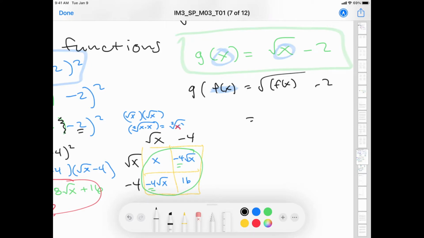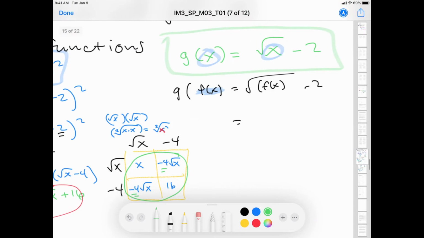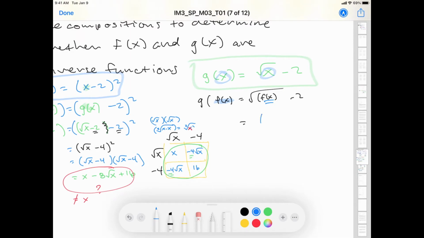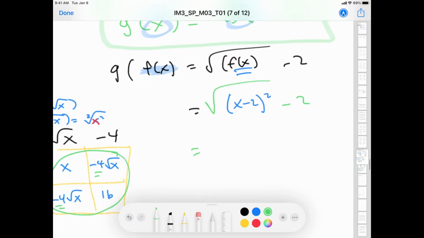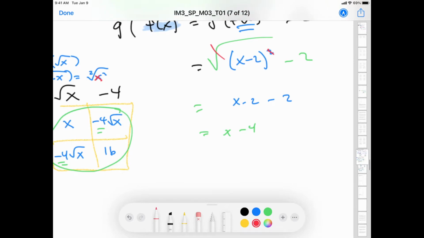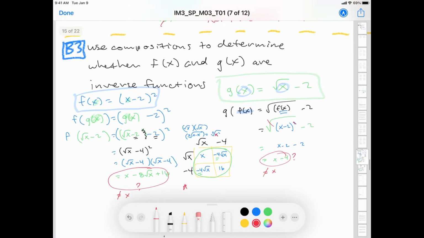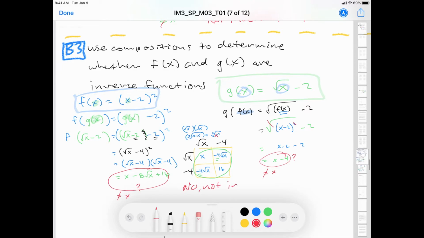So f of x in blue there is x minus 2 squared, and all that is squared root minus 2, and so these are opposites. These will cancel. So you're just left with x minus 2, and you'll get x minus 4. The question is, is this equal to x? And the answer is no, it's not. So no, not inverses.